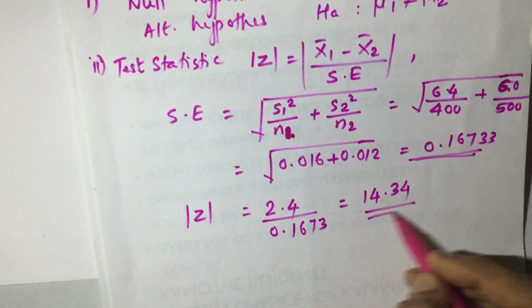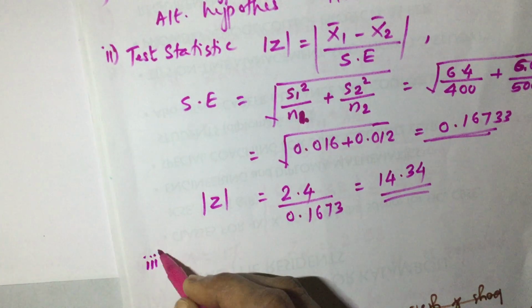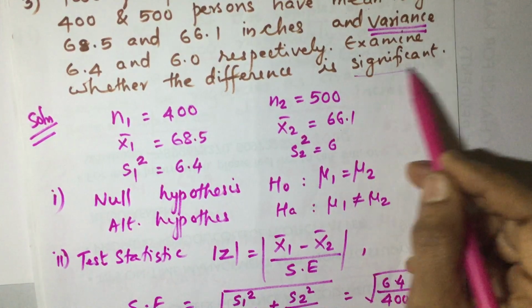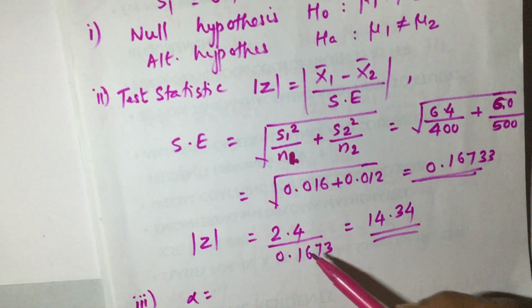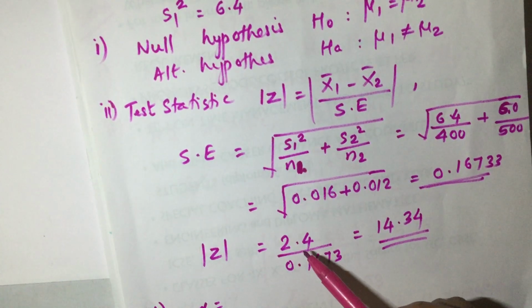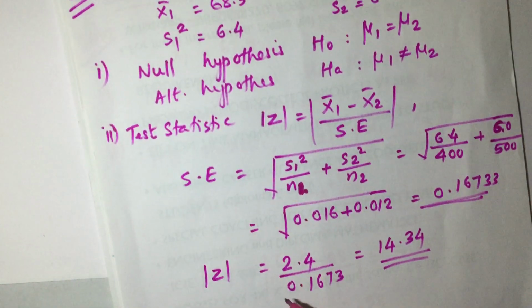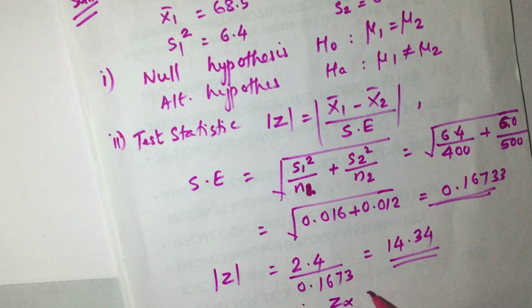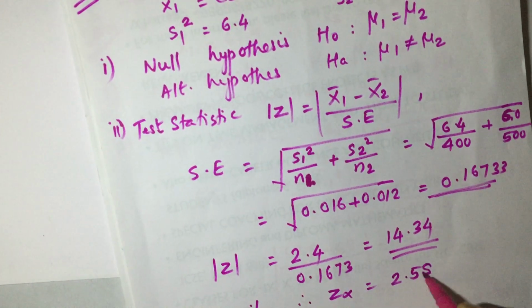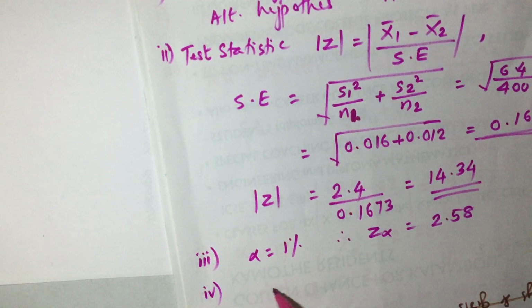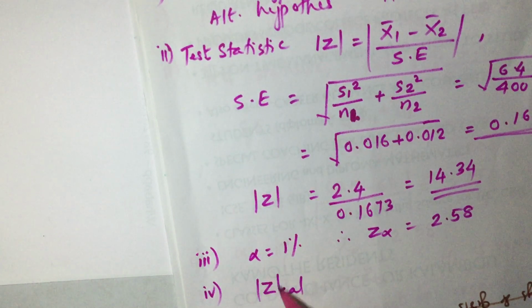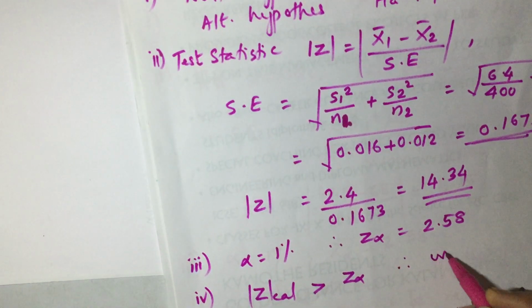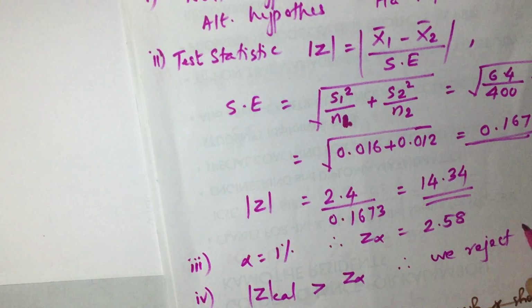On calculation you will get this as 14.34. Now table value alpha is given as nothing. So what you will take? Here I will assume alpha is, say you can take it as 1% or you can take it as 5%. So I am taking it as 1%. Therefore Z alpha is 2.58. Now Z calculated value is greater than Z table value. Therefore we reject the hypothesis.